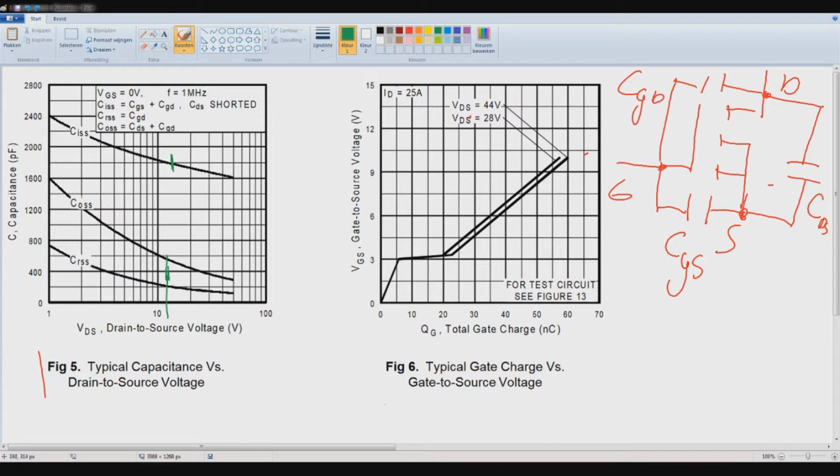And COSS, the output capacitance, which is drain to source plus gate to drain, which is these two, meaning this is the output. And if you take a look again at what the output capacitance will be, it's about 550 picofarads.